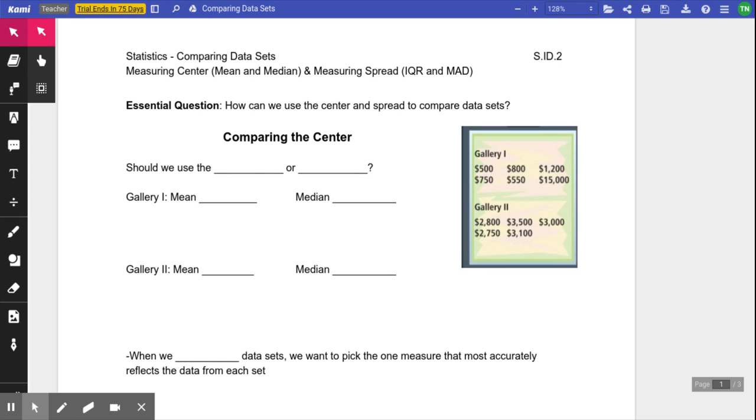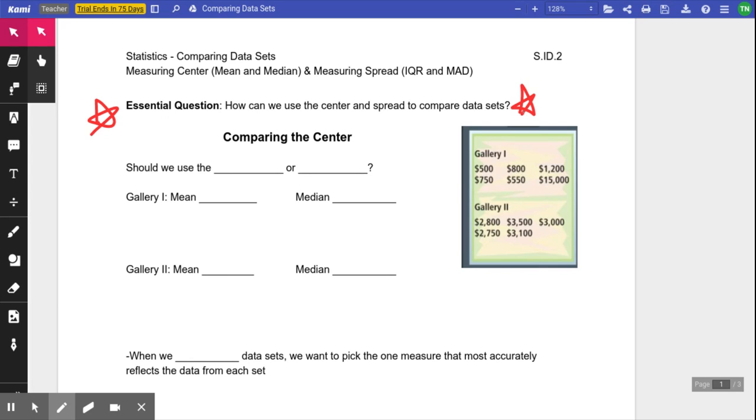Our essential question here that you see at the top is going to ask us, how can we use the center and the spread to compare data sets? Okay, so the center, obviously, you have something in your mind when you hear center. If I'm going to look towards the middle of the data set, how can I compare two data sets with that? And then if I say the spread, like how far apart, you have something coming to your mind with that as well. So this first one, we're going to hop in.